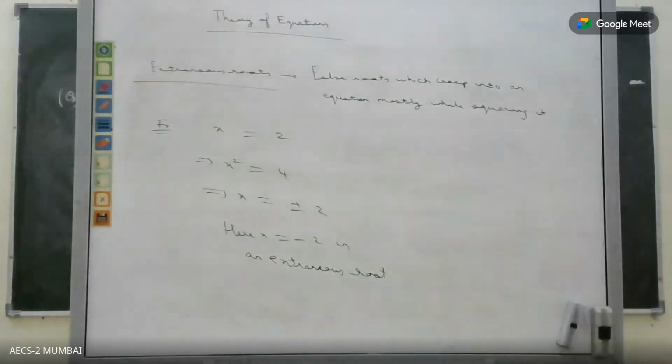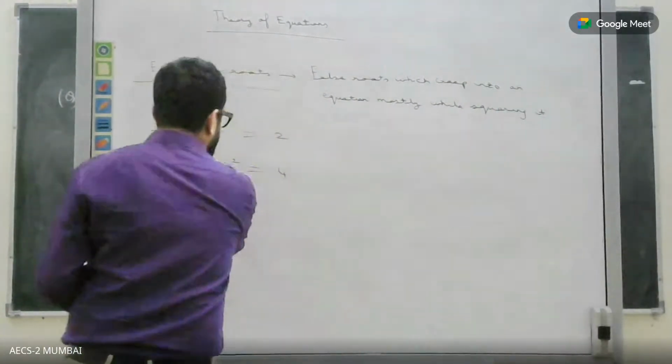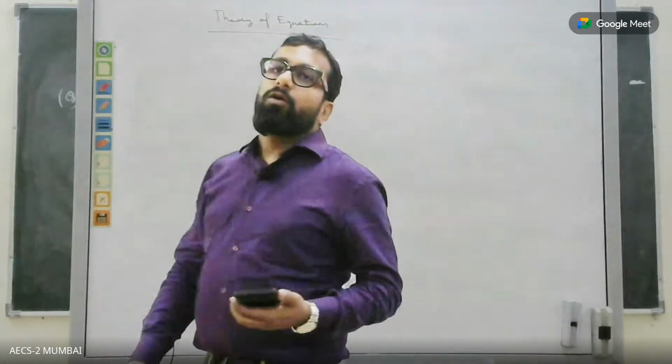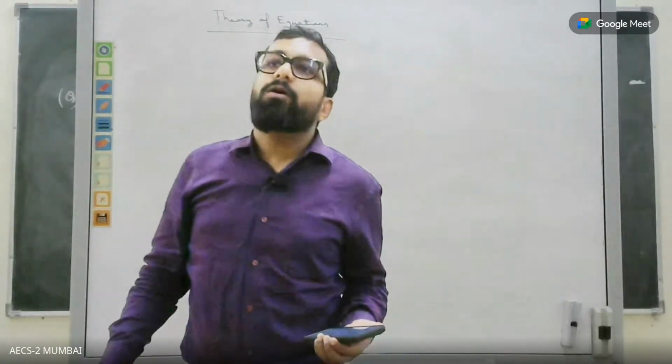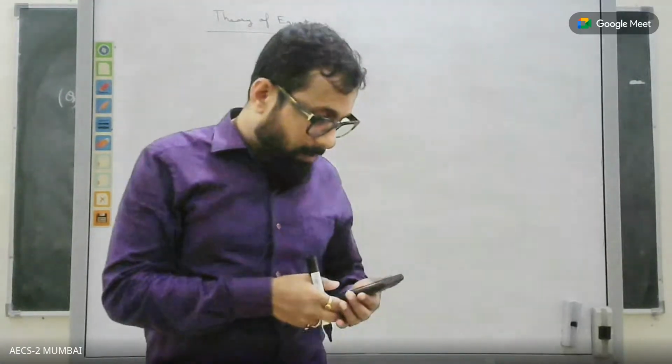When you open the mod, x equal to mod y, you will have to square it. Okay, understood? Can I erase all this? So you have to be careful. Whenever you square an equation, you have to check back the solution, right? Because you can generate false roots. You understand? Okay.